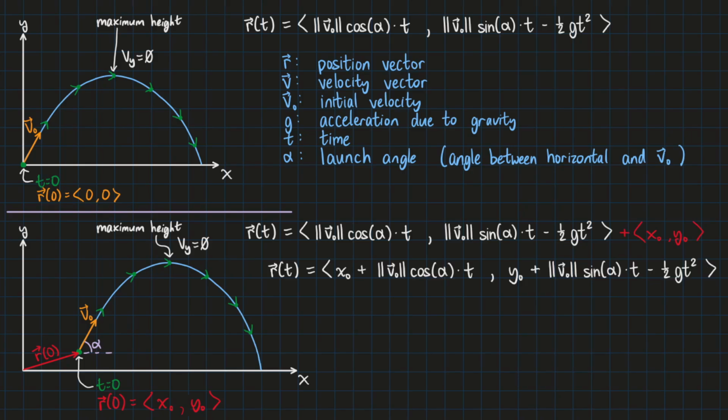Problems won't typically change the initial x position. x0 is usually 0, and we won't usually include it in the equation. But most problems do have an initial height, and y0 is often represented with h or h0. So this is the equation that's mostly used for ideal projectile motion.